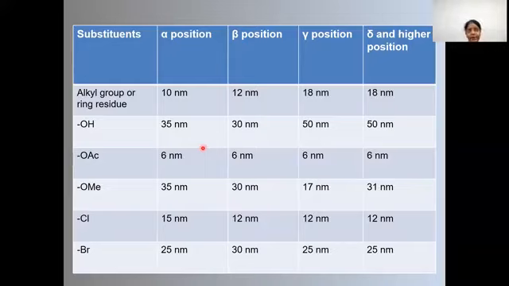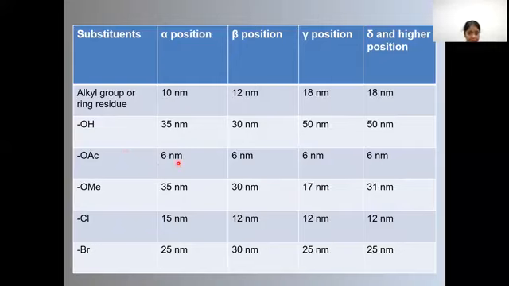For the effect of different substituents, we have to look at different positions. Carbon adjacent to the carbonyl group, that is alpha position, next carbon beta, third carbon gamma, and next delta and higher position. When the alkyl group is present at alpha position, the increment is 10 nanometer. When it is on beta, 12 nanometer. When at gamma, 18, and for delta and higher is also 18. For OH functional group, when it is on alpha position, 35, at beta 30 nanometer, at gamma 50 nanometer, and higher positions also 50.